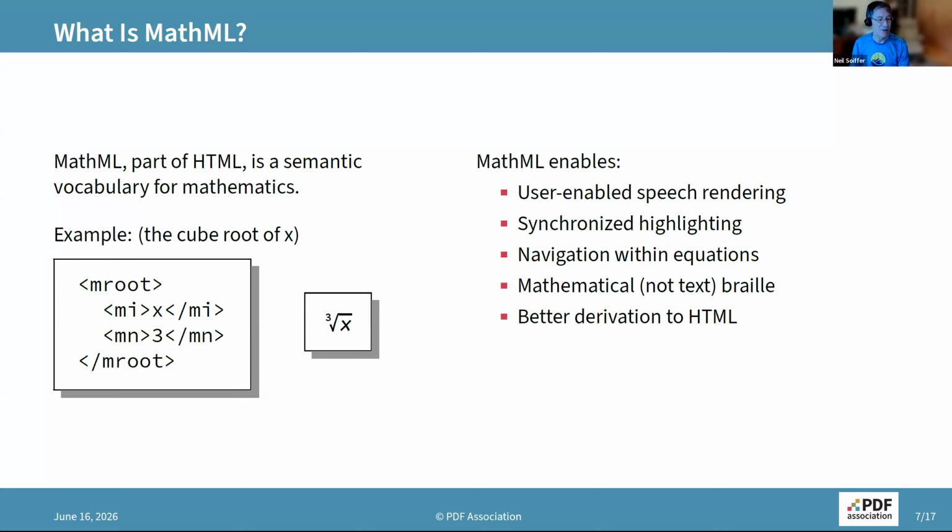And that's the parts to make it MathML. MathML enables user-enabled speech. Unlike alt text, where you generate one speech and it's good for everybody, with MathML, the assistive technology, the screen reader or the learning disability tool, can choose the appropriate speech. The structure is there, so you can highlight individual parts of it. You can navigate within it, so you can zoom in and move out and move around.